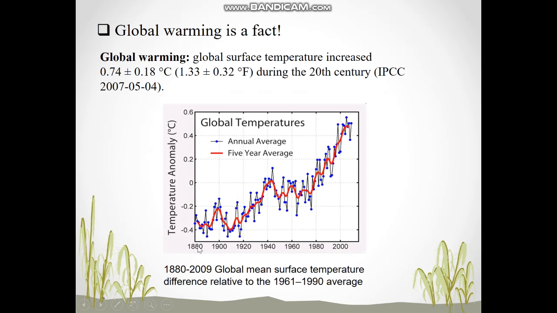In the year 1880, the anomaly was negative 0.3, which is cooler than average, but now it is almost 0.5 warmer than average, so the difference is 0.74 degrees centigrade increase compared to the baseline. Also here, the blue line indicates the global annual average of temperature from 1880, and the red line is the 5-year average of global temperature.